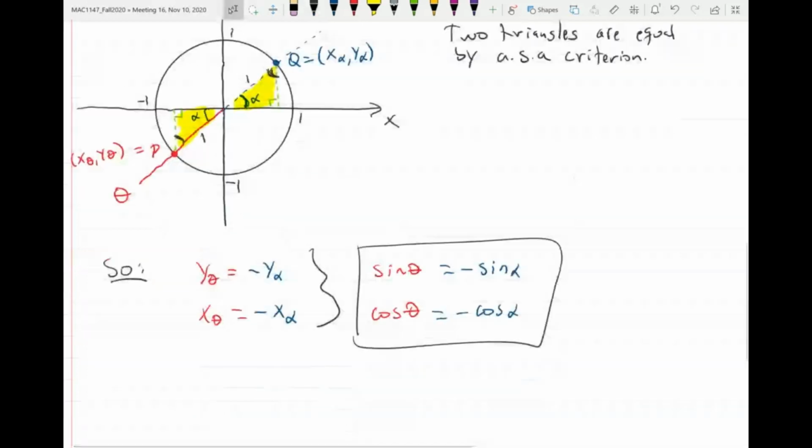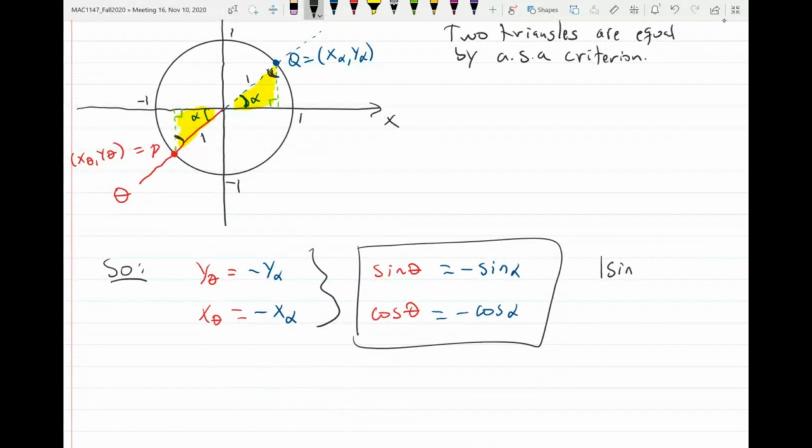The same thing is happening here, right? The absolute value of sine matches with the absolute value of sine of alpha. The absolute value of cosine matches with the absolute value of cosine of alpha, because the absolute value removes the negative. Okay? Any questions about this observation so far?